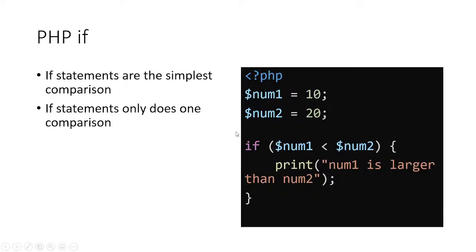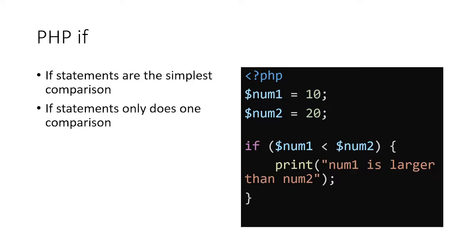So PHP if statements are the simplest comparison. It's the simplest conditional out there. In an if statement, we have a single expression. In this case, we have a variable called num1, which has a value of 10, and then we have num2, which has a value of 20. So if num1 is less than num2, which in this case is true, then we will print the value of num1 is larger than num2.